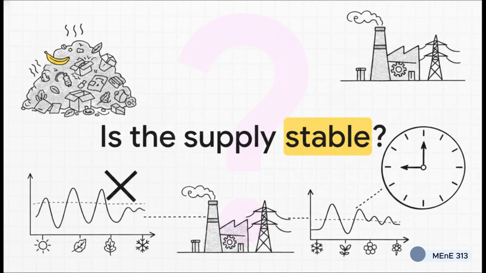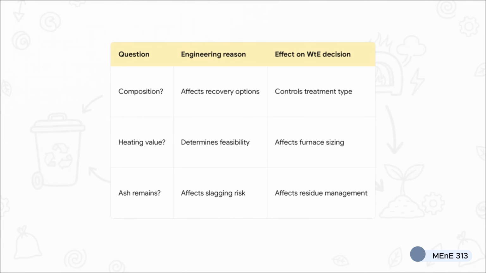And we follow that up right away with, is the supply stable? Is it reliable enough in both quantity and quality to justify building a long-term, multi-million-dollar facility? A highly energetic waste stream that only pops up a few months out of the year is completely useless for a power plant that needs to run 24/7. Answering these specific characterization questions directly dictates our entire waste-to-energy technology selection. It's a pure cause and effect relationship.